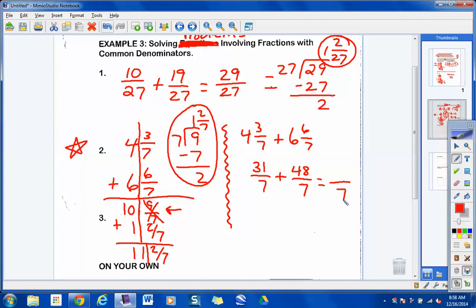What's your 31 plus 48 up top going to be? 79. So when I combine these two improper fractions from the mixed numbers up top, I've got 79 over 7, right? Yep. Okay, couldn't I simply divide 79 by 7 now? Let's see what we get.